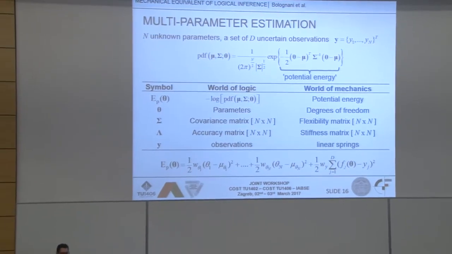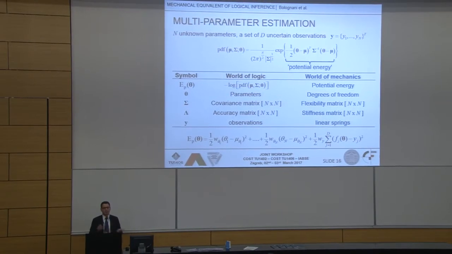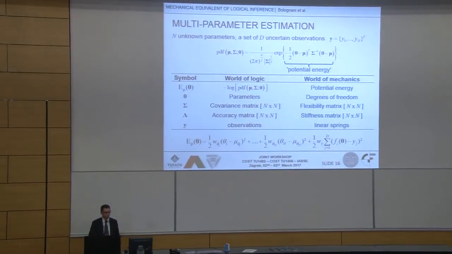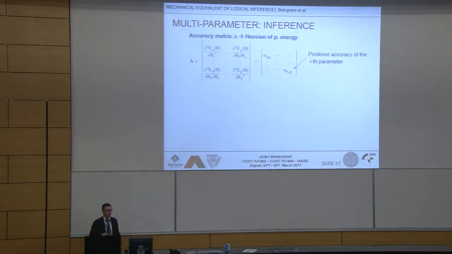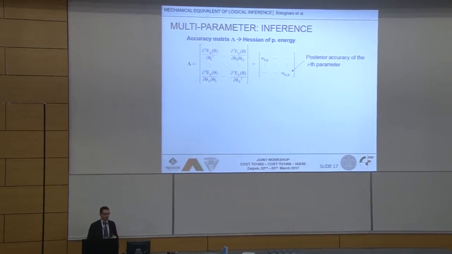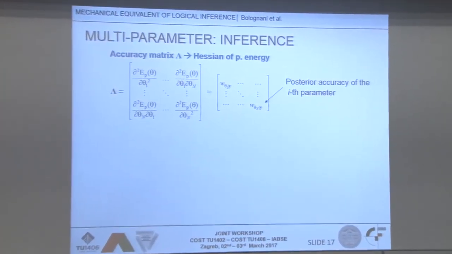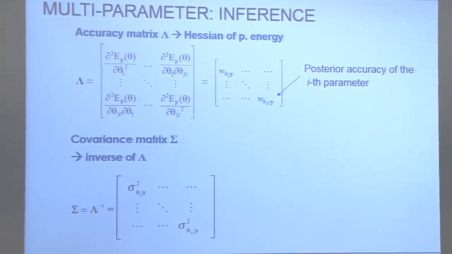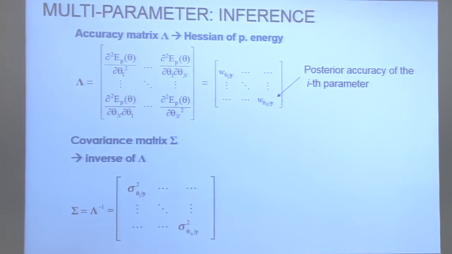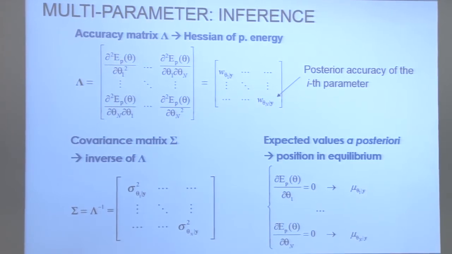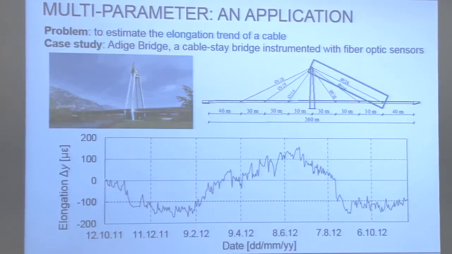In mechanics, the parameters we want to identify are the degrees of freedom of the mechanical system, the covariance matrix is the flexibility matrix in mechanics, and the Fisher information is the stiffness matrix in mechanics. And so, for solving a multi-parameter linear Gaussian inference problem, we can simply write down this potential energy using all the prior information that we have, and solve exactly as in the case of a mechanical system. We can first calculate the Fisher information, which is the Hessian of the potential energy, and the inverse of this matrix is the covariance matrix of our system. And if we find the stationarity, the equilibrium position of our system, where the potential energy is stationary, this gives us the most likely value of our parameters.